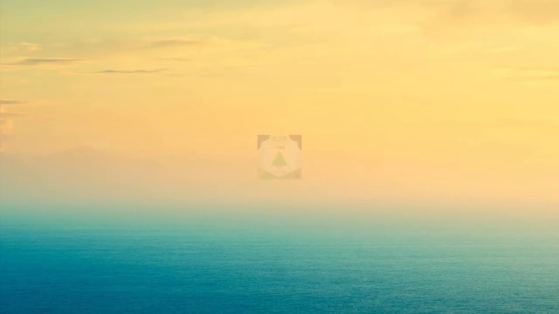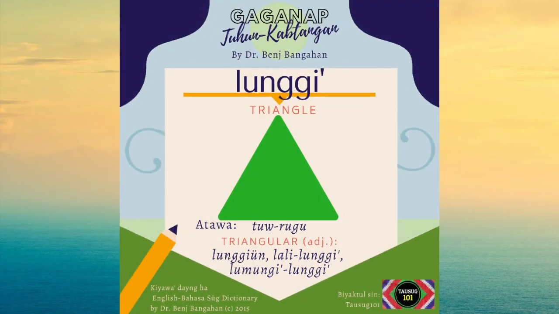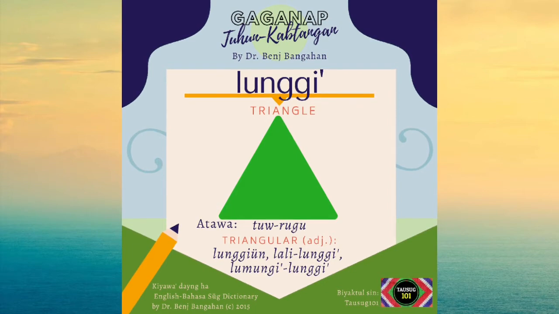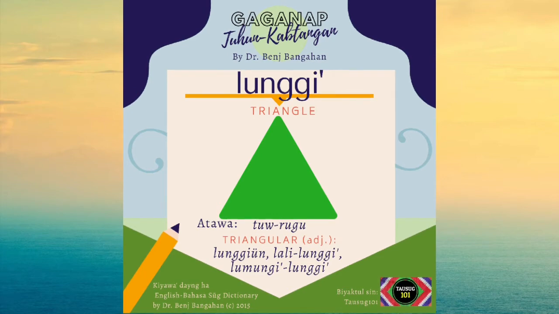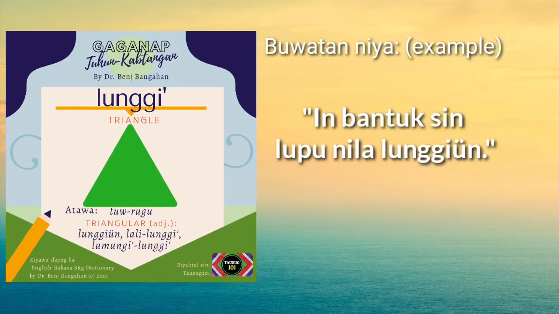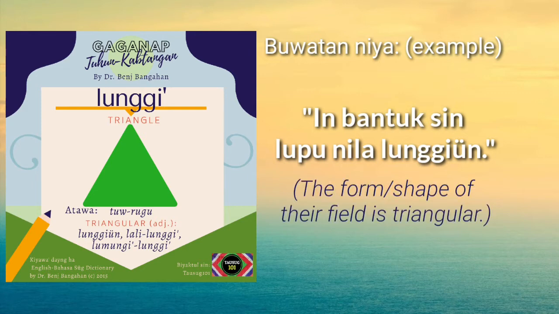Moving on to our first shape, lunggi. In English, triangle, or turugo. When using it as an adjective, we say lunggiun, or lalilunggi, or lumungi. In English, triangular. An example: inbantok sinlupo nila lunggiun. The form or shape of the field is triangular. Lunggi.